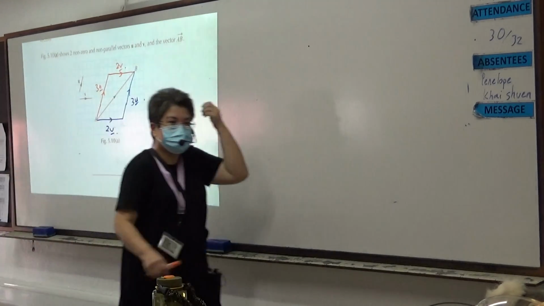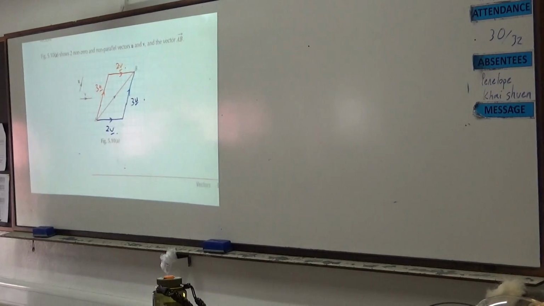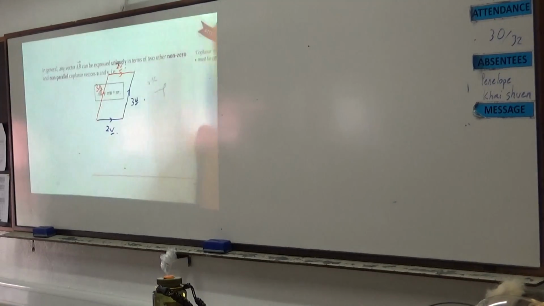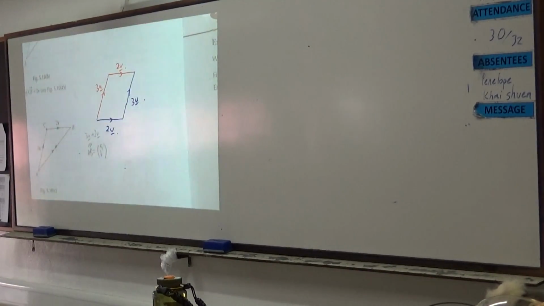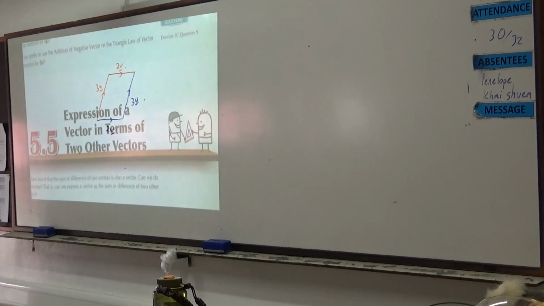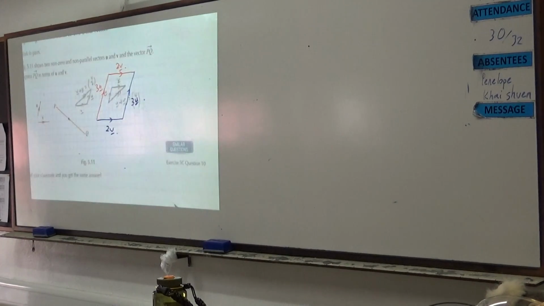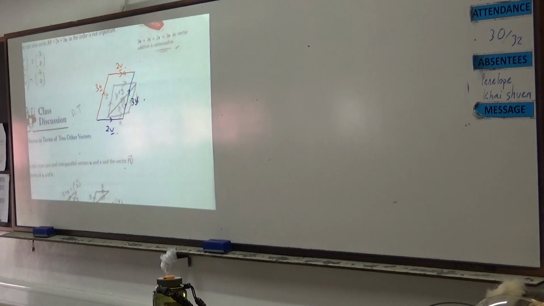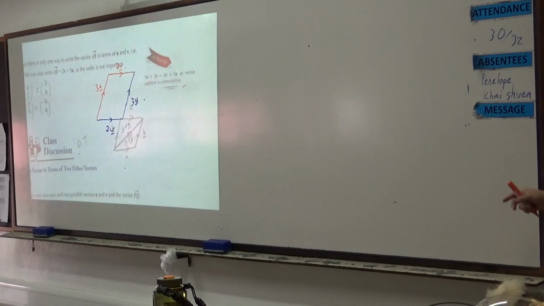Alright, so if you turn to the next page, page 199, all of you turn to page 199. They show you both. So, this part is actually expression of a vector in terms of two other vectors. Just for your information. Now, I want you to look at the next page here by the side.